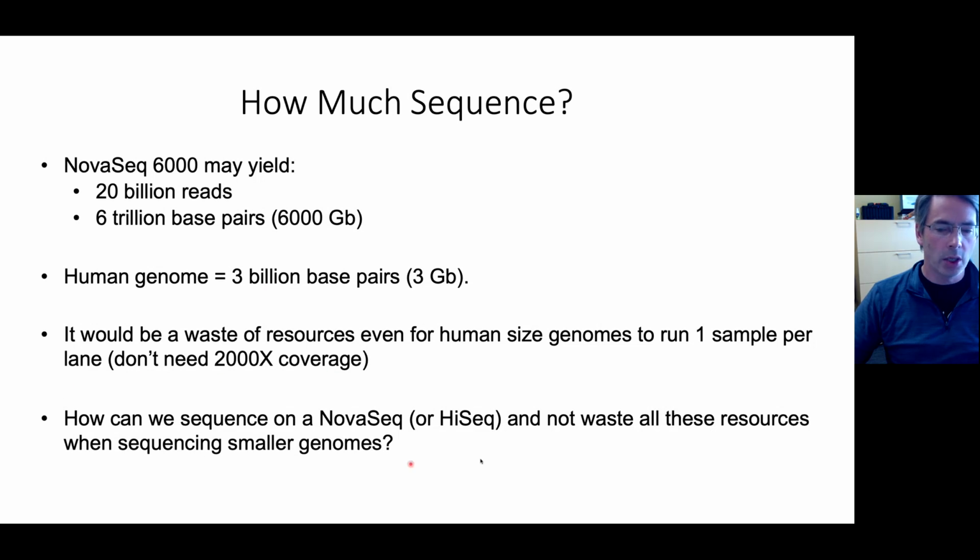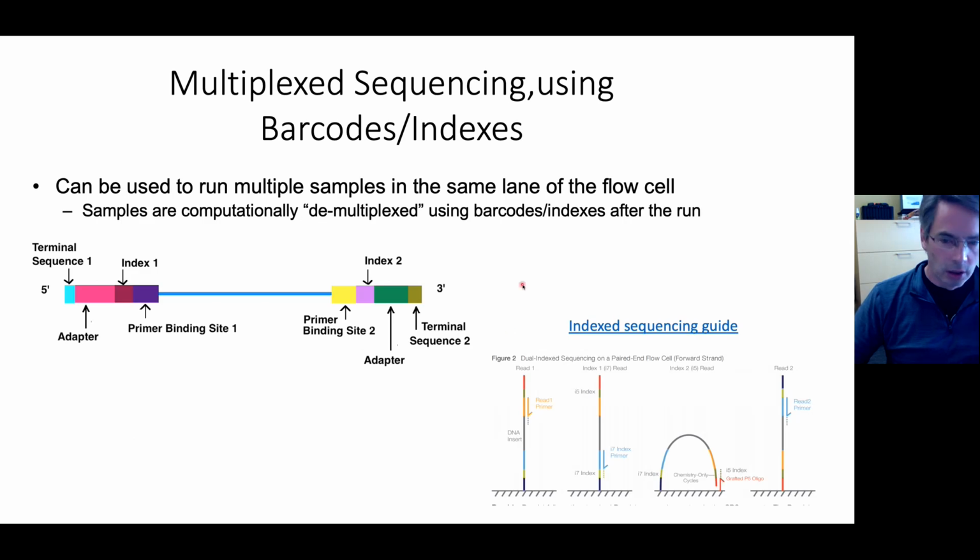So there's a question on these really high production instruments, and why do you want to go on a high production? Well, the cost per base pair is significantly lower, like 10 or 100 times lower per base that you sequence on the NovaSeq or the HiSeq. So really cheap to get lots of sequence. But if you don't want to waste all of that, how do you put multiple samples on there? And that gets us to the barcoding.